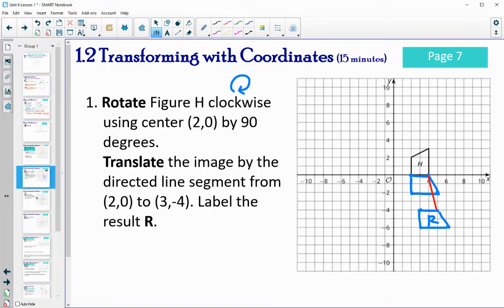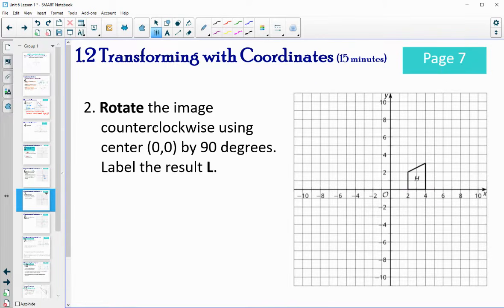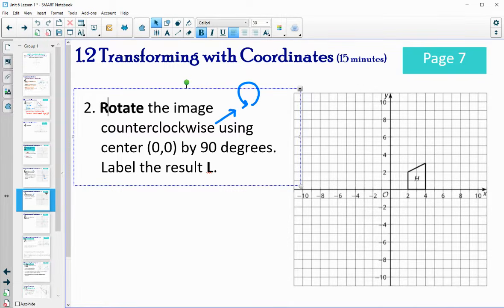Then we can do number 2. It asks you to go counterclockwise. So counterclockwise would be this way, using 0, 0 as the center. Oh, and this is missing something. So we actually first need to reflect. Let's get that in there.